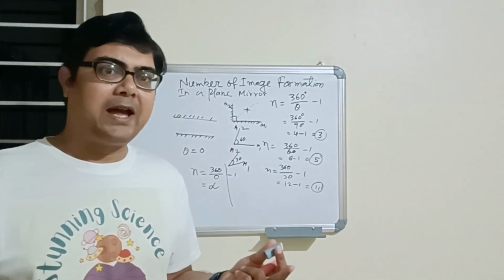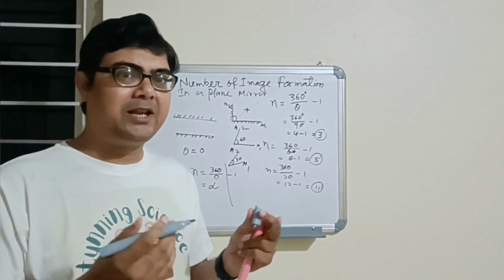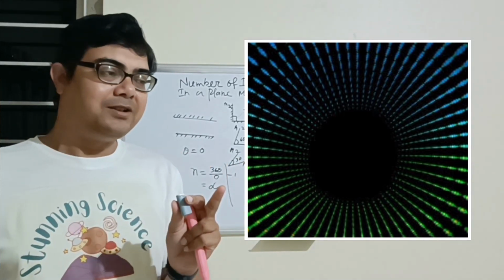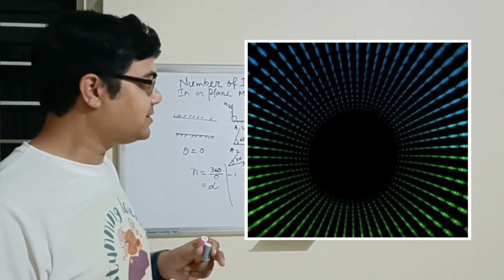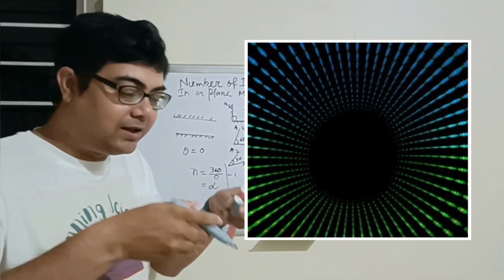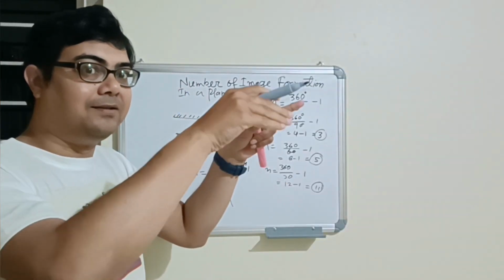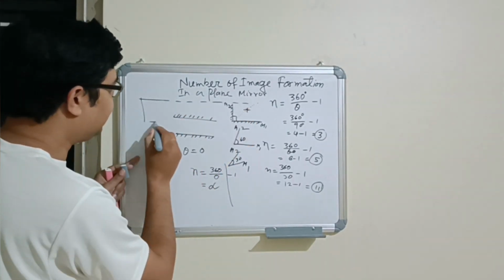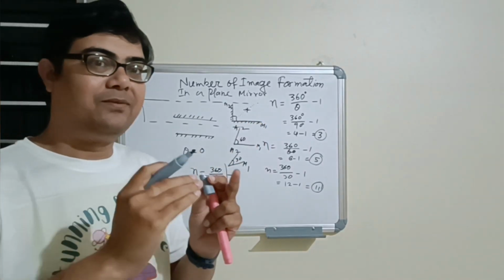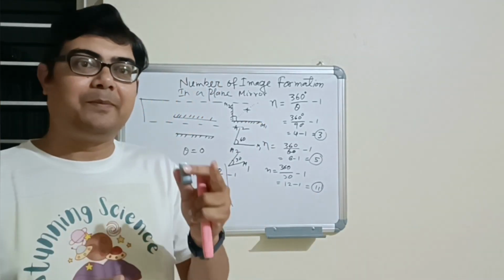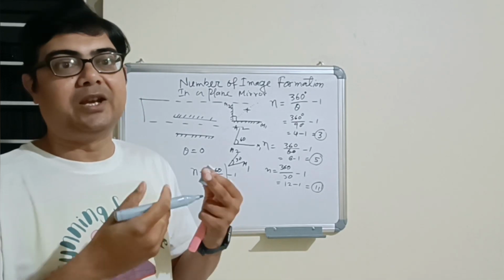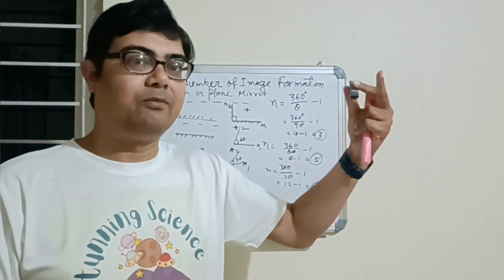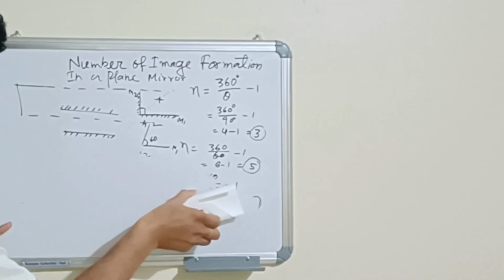You might have observed many decorative LED lights, or if you go to any science center, you can see an infinite well or infinite tunnel. This tunnel actually goes in a long direction and doesn't end. The fundamental concept is that two plane mirrors are kept parallel to each other, so the number of images is infinite. You can see it is an endless tunnel or endless well, whatever the object is.